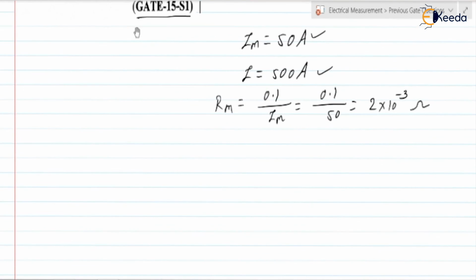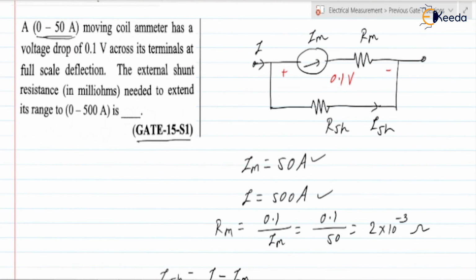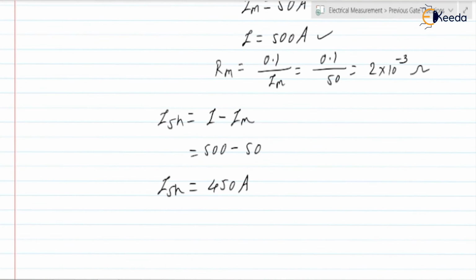Okay. So we can write ISH is equal to I minus Im. I is 500, Im is 50, so it is equal to 450 ampere. This is the ISH we are having. Okay. So now can we write ISH into RSH is equal to Im into Rm? Yes, which is equal to 0.1. So ISH into RSH is equal to 0.1, which is equal to Im into Rm.